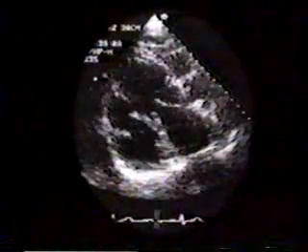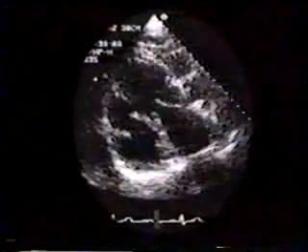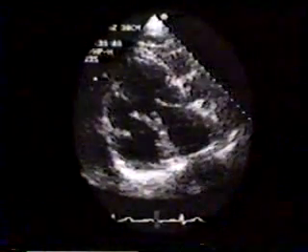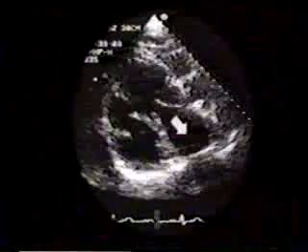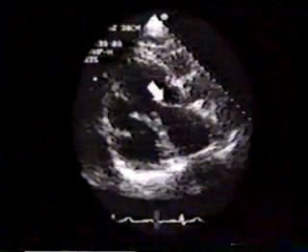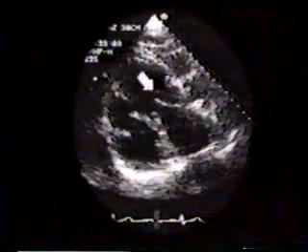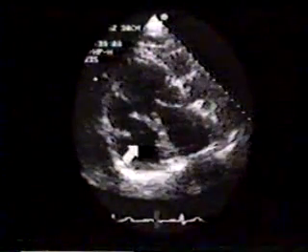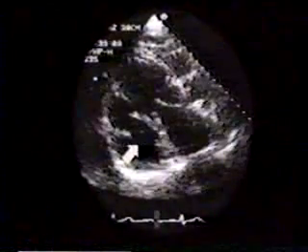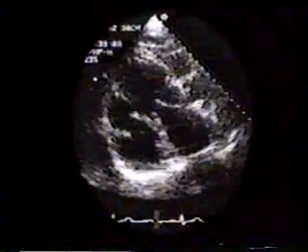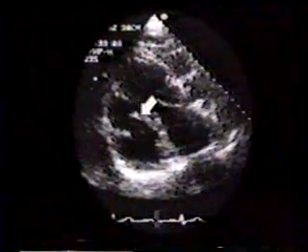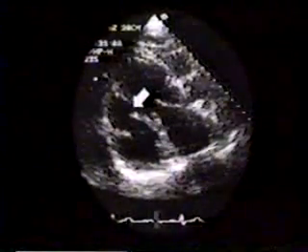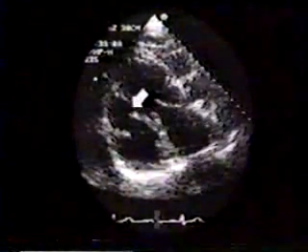This 2D study is from a patient with a pseudoaneurysm. This is a parasternal long axis view. Left atrium, mitral valve, aortic valve, left ventricle. There is a cystic space adjacent to the left ventricle. This is the pseudoaneurysm. This patient had an inferolateral infarct which ruptured. Here is the narrow neck of the pseudoaneurysm.